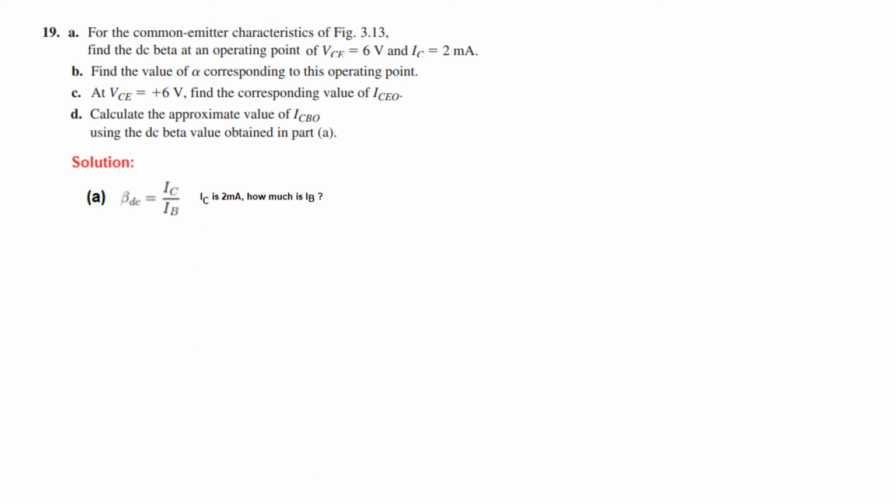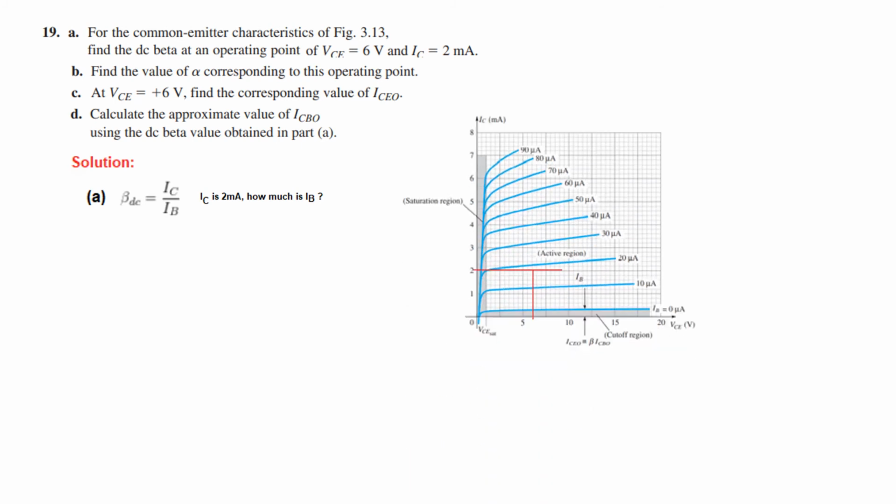Now the IC is 2 milliampere, that is given. How much is IB? If we know IB, then we can find beta DC, and we can find IB from the graph. So this is the graph. VCE is 6 volt and IC is 2 milliampere. So this is the VCE scale, this point is approximately 6 volt, and this is IC, so this is 2 milliampere. They cross at a point where we have to find the value of IB.